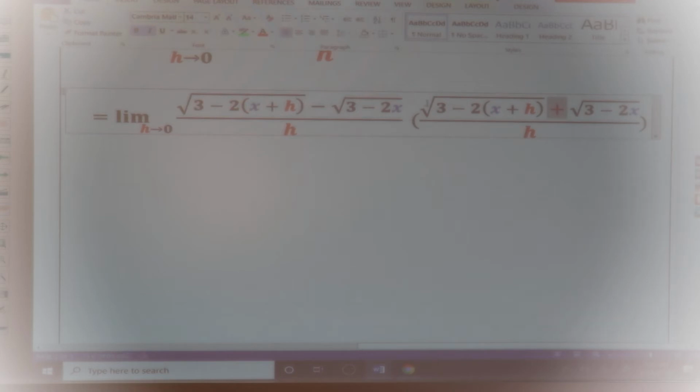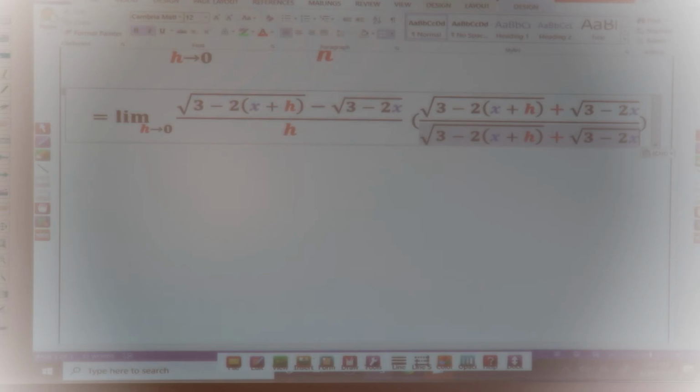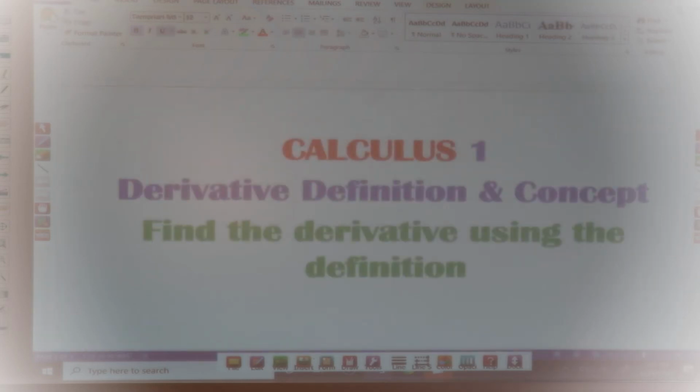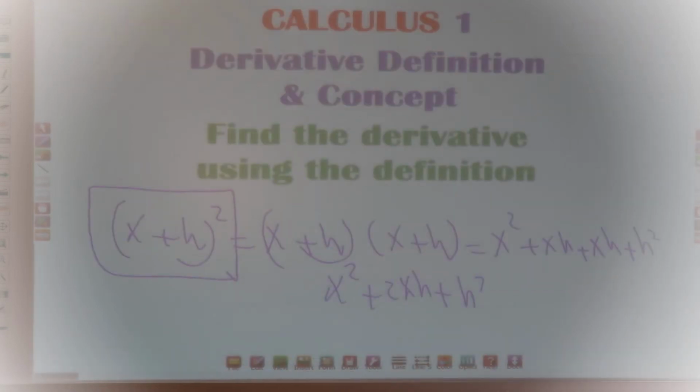Since I multiply the top by this, then I have to multiply the bottom by the same. I have to be fair. Then you multiply the conjugate by the numerator and the denominator. Good? Okay. Let me use my board to give you another concept about some short skills that can help you. Some skills can help you in solving this problem.